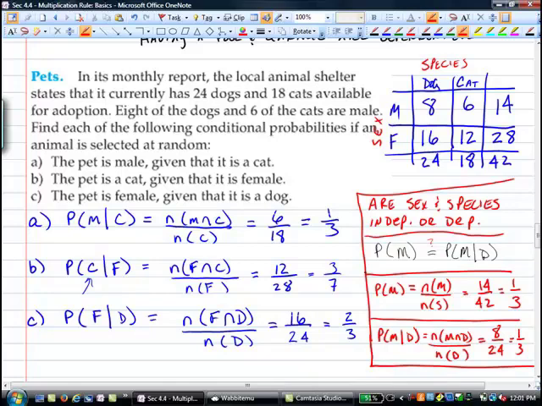So are the sex and the species independent events or dependent events? Did knowing this condition change the probability of selecting a male? There's the probability of selecting a male. There's the probability of selecting a male knowing this condition. It didn't change, did it? That means that these two events are indeed independent events. Selecting the species and selecting the sex are independent events. It's a confusing concept to grasp, but it works.